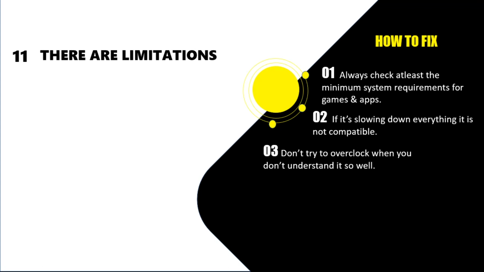That's just it. Then don't try to overclock when you don't understand it so well. You've been hearing about overclocking laptops. Overclocking works easily on desktops. Overclocking is simply trying to go beyond the maximum of your laptop. I did a video on how to know your processor's maximum speed, your turbo speed. The link will be in the description.